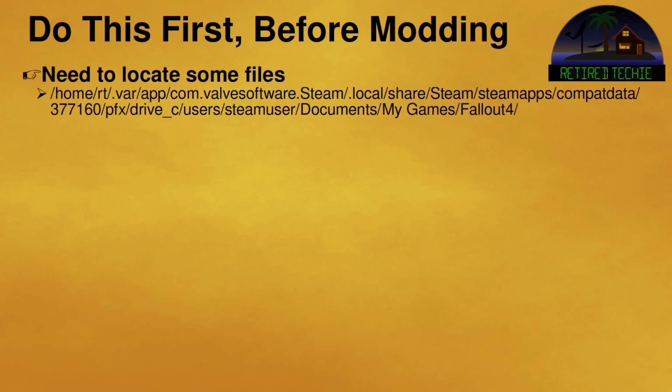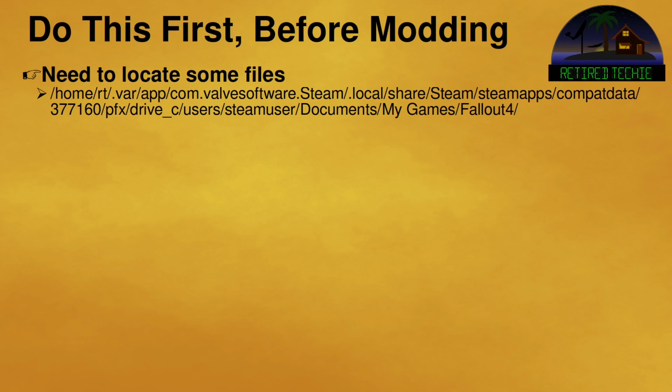Technically, you need to locate some files. They're in this very long directory path. Basically this path takes you to the Windows environment and then into the user, steamuser, Documents, My Games, Fallout 4. That's the place where the Windows INI files are, and you need to make some modifications to make sure modding works correctly. If you don't do it, you're going to have problems. Some mods will work, some won't.